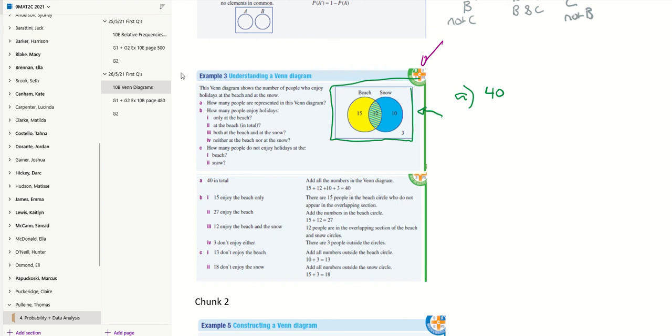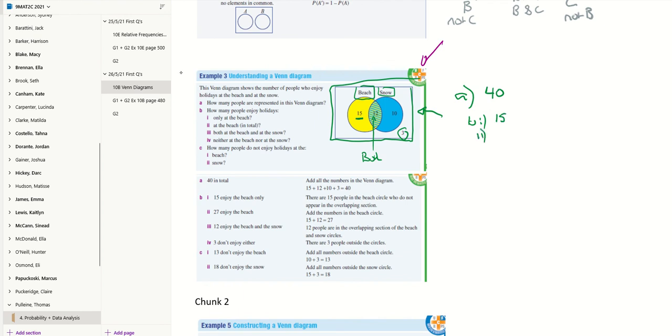I'll read the question first. It says, this Venn diagram shows a number of people who enjoy holidays at the beach and at the snow. So this circle is everybody who likes the beach. This circle is everybody who likes the snow. In here are our like both. And out here are those people that don't like either. Question B is asking me, how many people enjoy holidays only at the beach? That is these guys. They're inside the beach circle, but they don't like snow. It's 15.